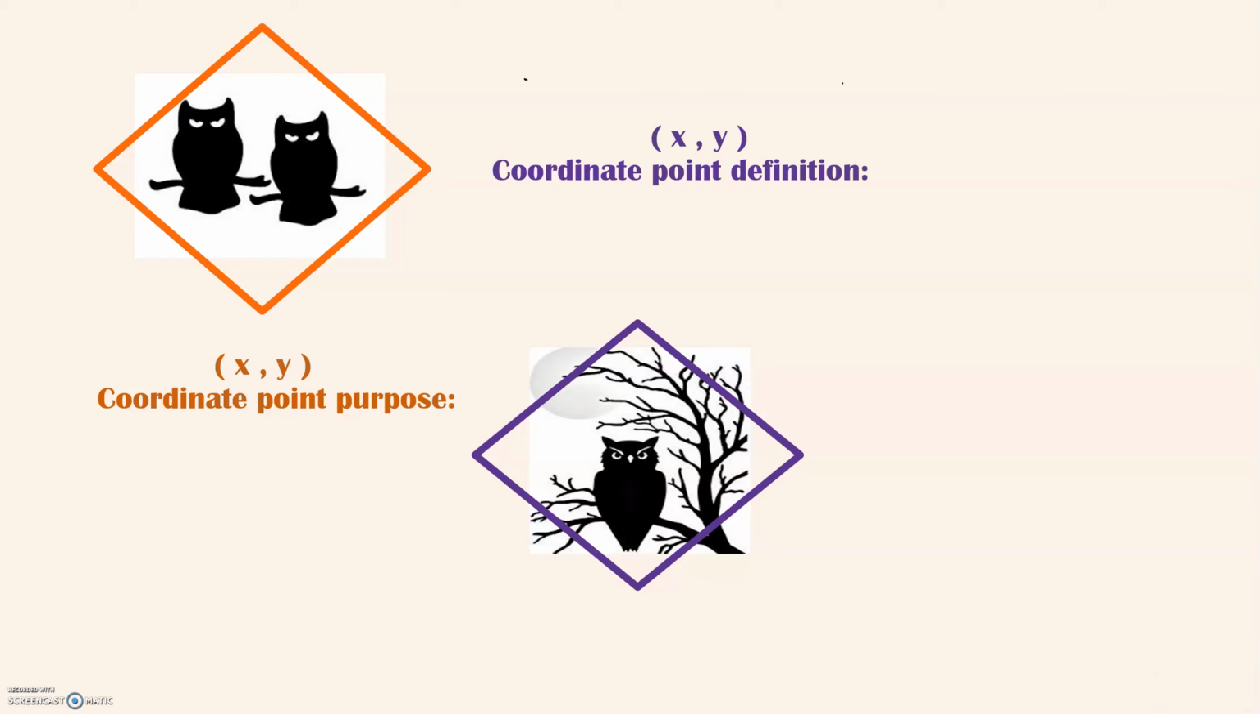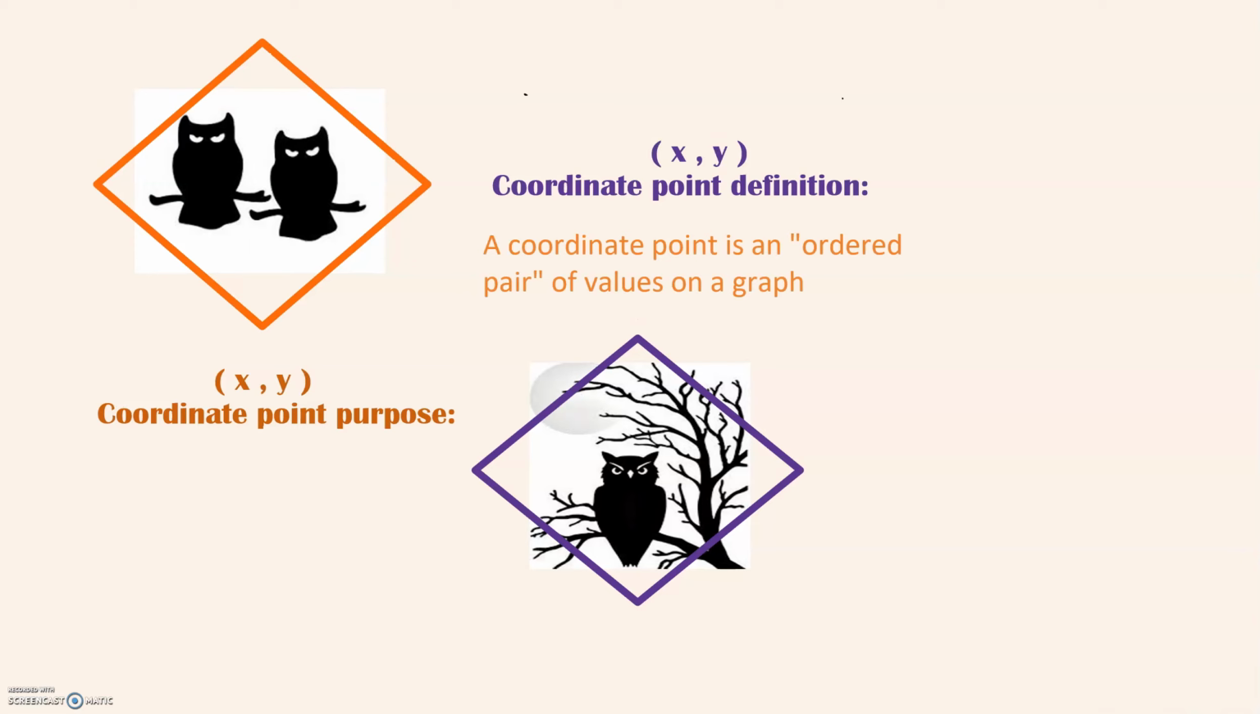So take a moment, discuss with yourself if you like your definition, discuss with somebody around you if you have somebody around you, what they think it is, compare those definitions. A coordinate point is an ordered pair of values on a graph. An ordered pair I put in parentheses because sometimes we actually use ordered pair instead of coordinate point. It means the exact same thing. It's pretty much just values on a graph.